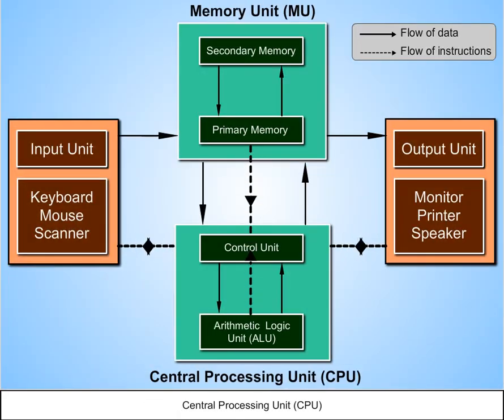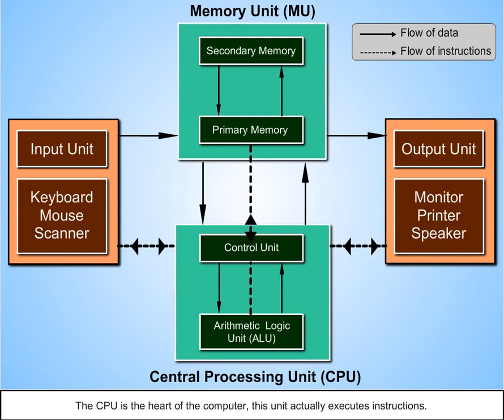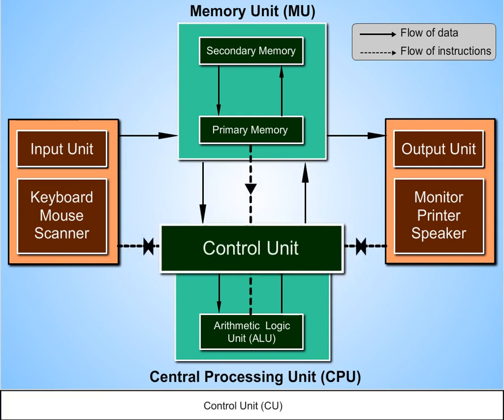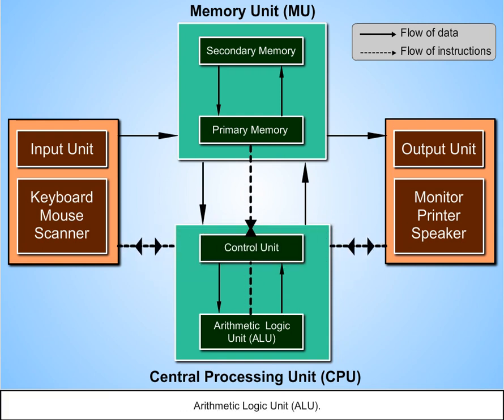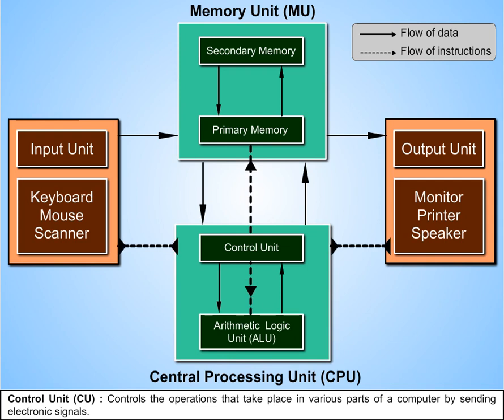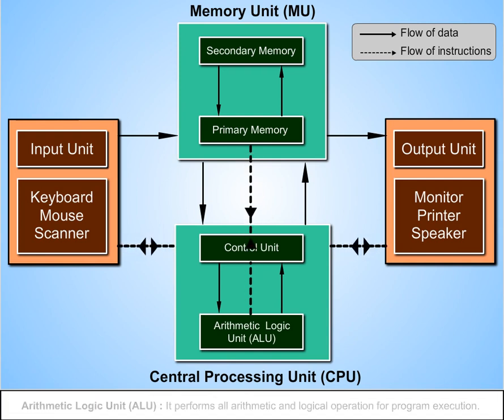Central Processing Unit, CPU. The CPU is the heart of the computer. This unit actually executes instructions. The major sections of CPU are Control Unit (CU) and Arithmetic Logic Unit (ALU). Control Unit controls the operations that take place in various parts of a computer by sending electronic signals. Arithmetic Logic Unit performs all arithmetic and logical operations for program execution.